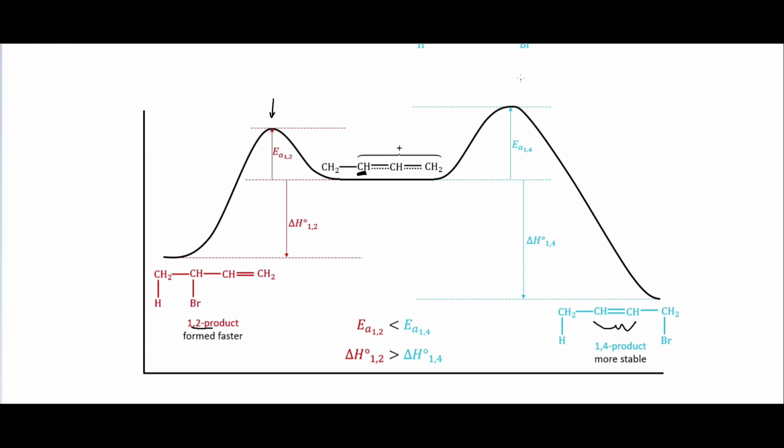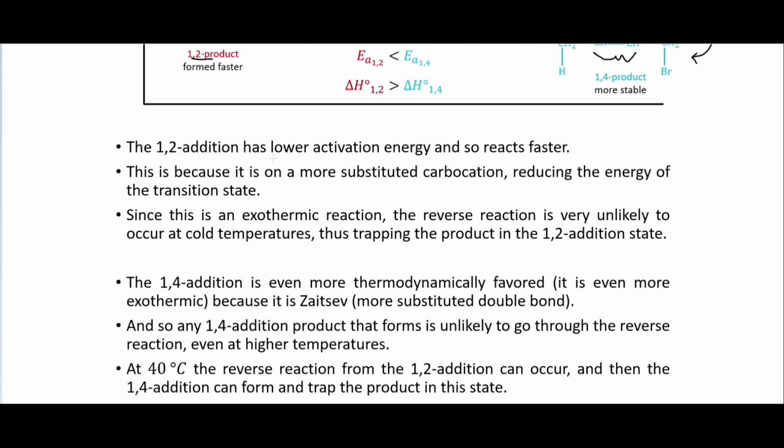And so although this transition state is higher in energy because we have to add to a primary carbocation rather than a secondary carbocation, the product itself is actually more stable because that is the Zaitsev product. So we have a higher activation energy, but we have a lower energy product right here. And so the 1,2 addition has lower activation energy and so reacts faster. This is because it is on a more substituted carbocation, reducing the energy of the transition state.